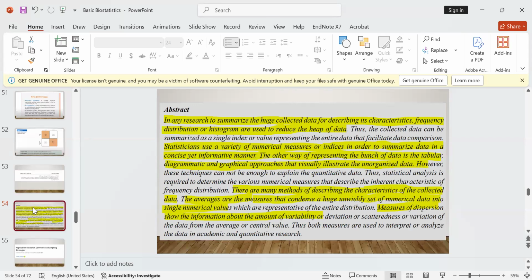The averages are the measures that condense a hugely unwieldy set of numerical data into single numerical values, which are representative of the entire distribution. And measures of dispersion show the information about the normal amount of variability or deviation or scatteredness or variation of the data from the average or central value.